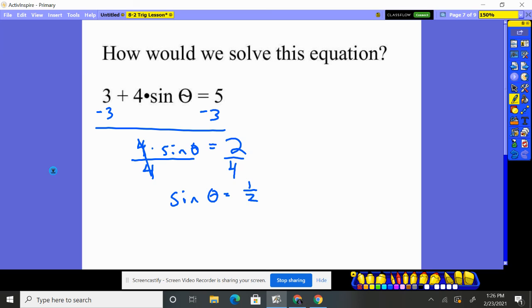What am I going to do now to get theta by itself? Because that's the piece we're trying to figure out. I'm going to take the inverse sine of both sides. Believe it or not, it's going to give you a perfect 30 degrees. Hopefully all this makes sense and it rings a bell because you have seen this before in geometry.